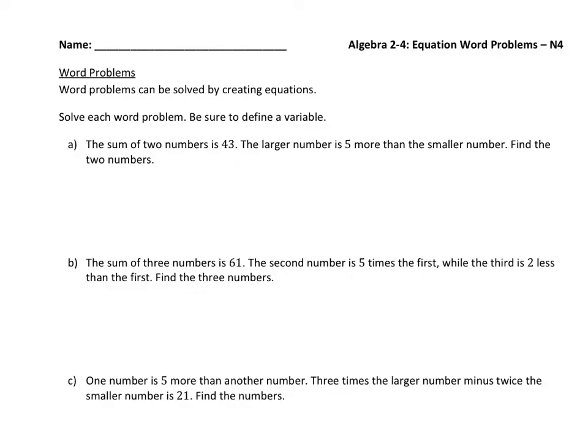So let's say let x equal a number. And let's say that's even the smaller number. We know that the larger number is 5 more than the smaller number. So 5 more than a number would be x plus 5. So let x plus 5 equal a larger number.